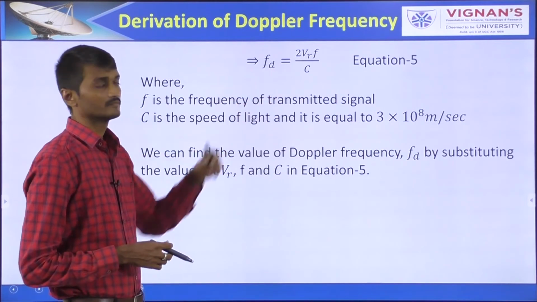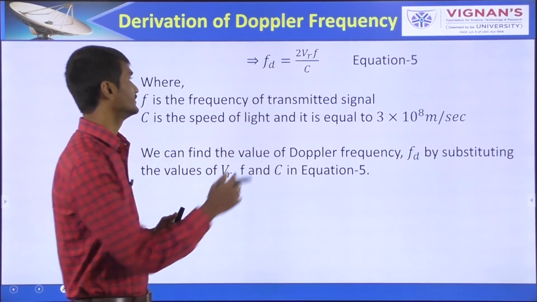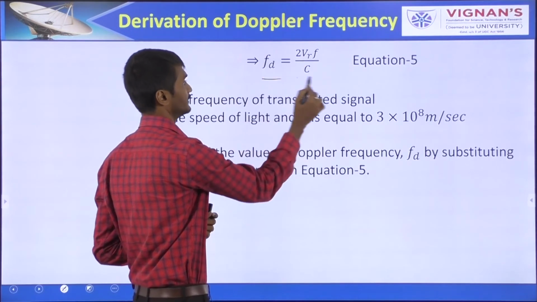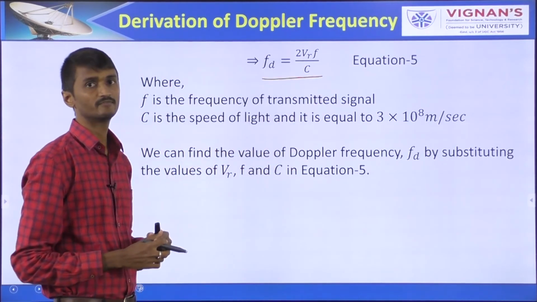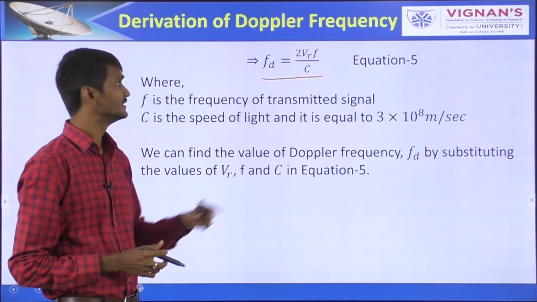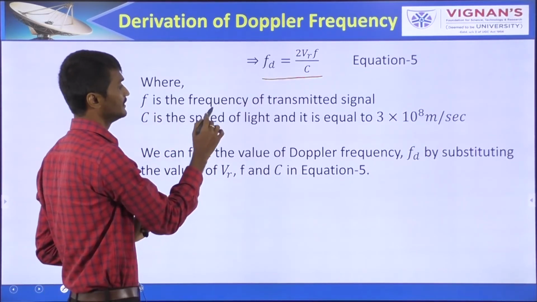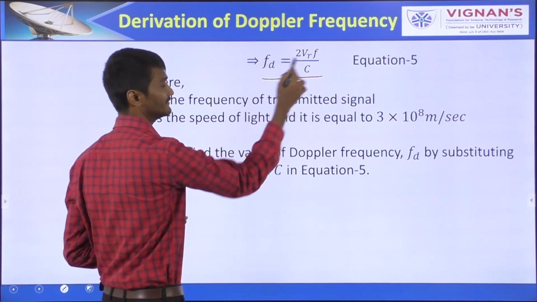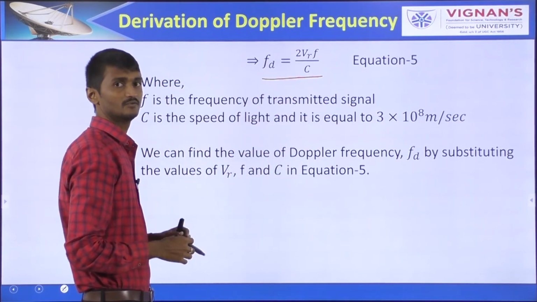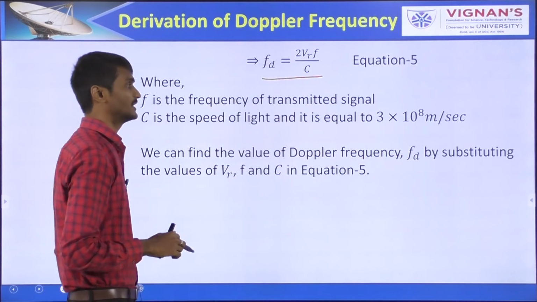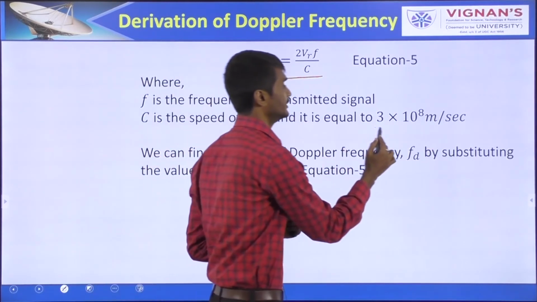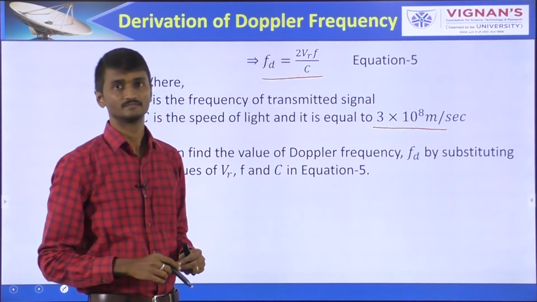So see, from that, fd is equal to what? fd is equal to 2 vr f by c. Here fd is the Doppler frequency, which we already know, f is the frequency of the transmitted signal, and vr is the relative velocity, already we know. c is the speed of light and is equal to 3 into 10 power 8 meters per second.